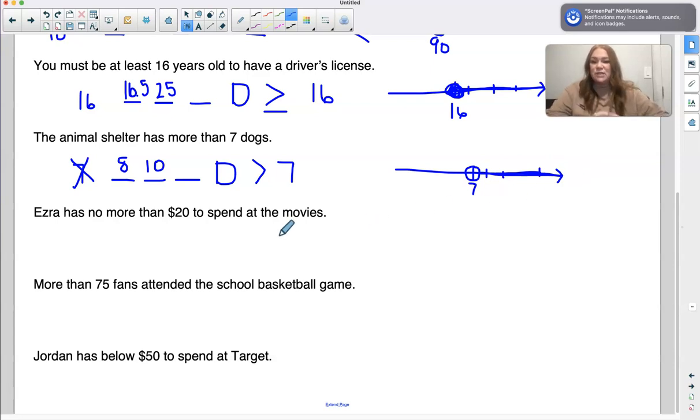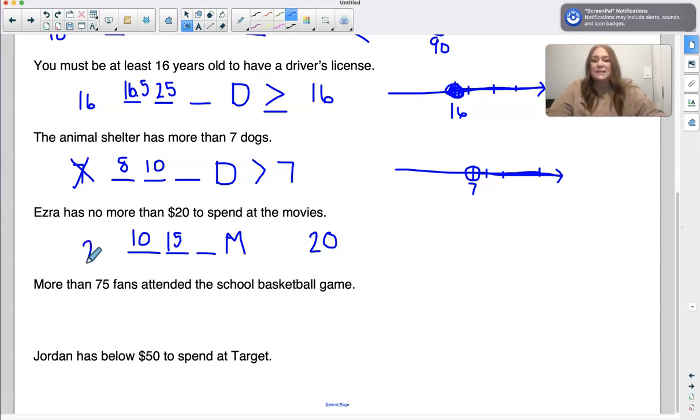Okay, our next one says Ezra has no more than $20 to spend at the movies. So no more than $20. So we've got money. So we're going to go M for money, and we're comparing $20. So we have no more than, we hear more and we want to go bigger, but right, we do not have more than that. So let's come up with 3 options that we could have. So maybe Ezra has $10. That's not more than 20. Maybe he has $15. That is not more than 20. Tell me another option that he might have here that is not more than 20.